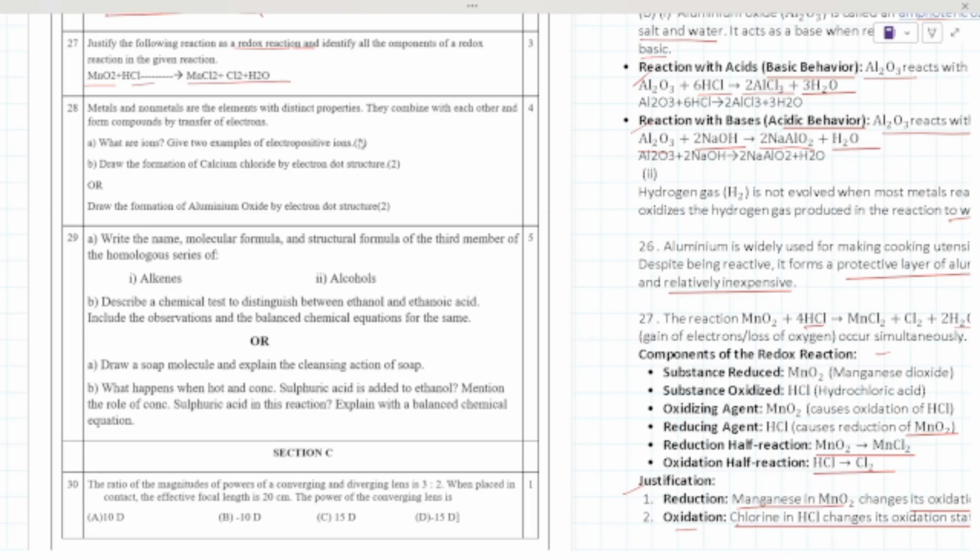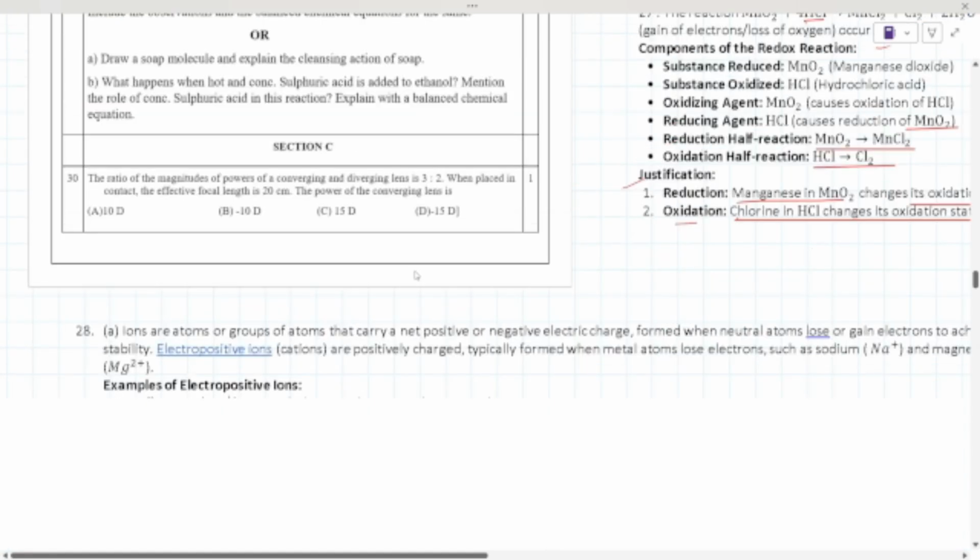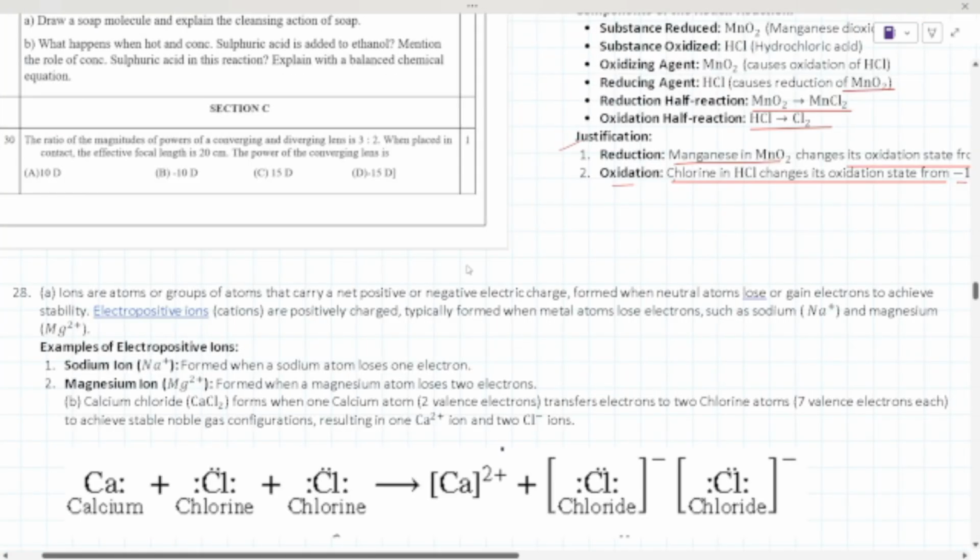Wait. Ions. Okay. I don't know the explanation. Okay, no problem.